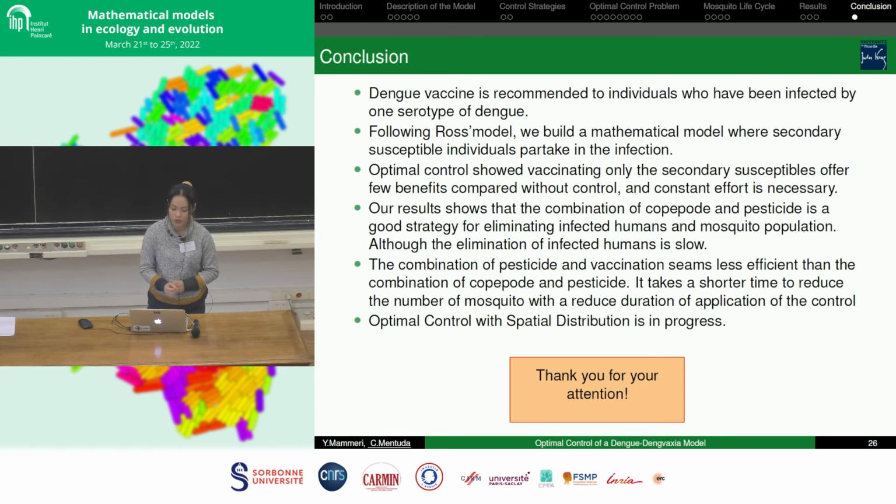necessary. Our result also shows that the combination of copepod and pesticides is a good strategy for eliminating infected humans and the mosquito population, although the elimination of infected humans is small. And the combination of pesticides and vaccination seems less efficient than the combination of copepod and pesticides. And it takes shorter time to reduce the number of mosquitoes with a reduced duration of application of the control. So our work in progress is optimal control with spatial distribution. That's all. Thank you.